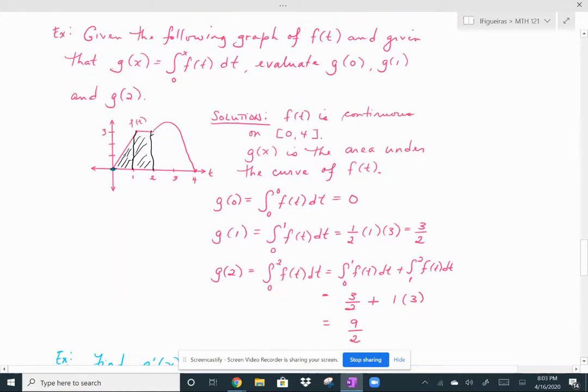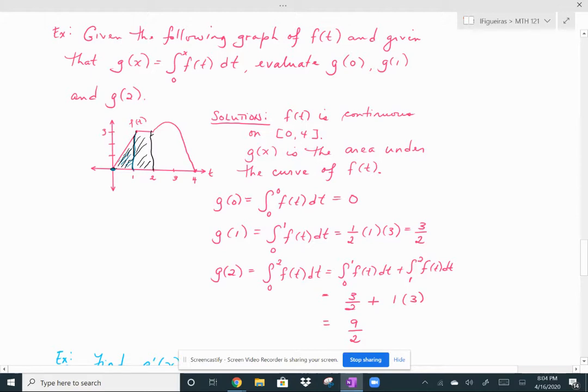Now let's see what happens when you evaluate your integral at 1. That means you're evaluating the integral from 0 to 1 of f of t dt. Well, from 0 to 1, it's this, what you see here, which is basically a triangle. And we know that the area of a triangle is 1/2 base times height, which is what you see here. And so g of 1 has a value of 3/2. Okay, now let's see what happens when we evaluate g of 2.